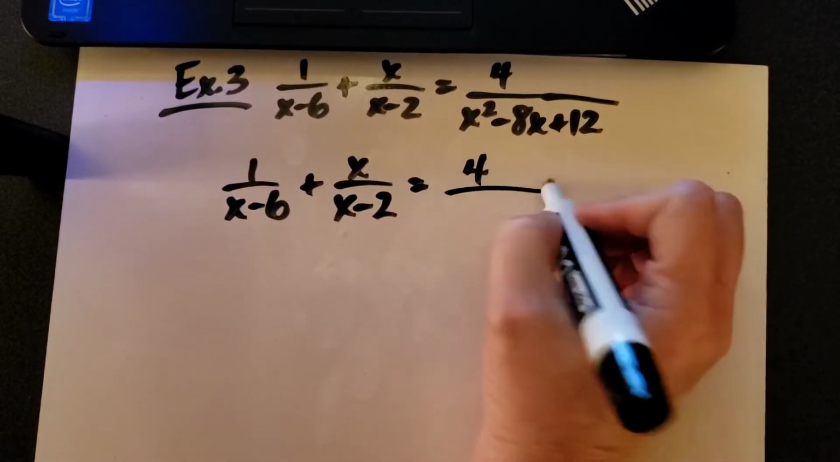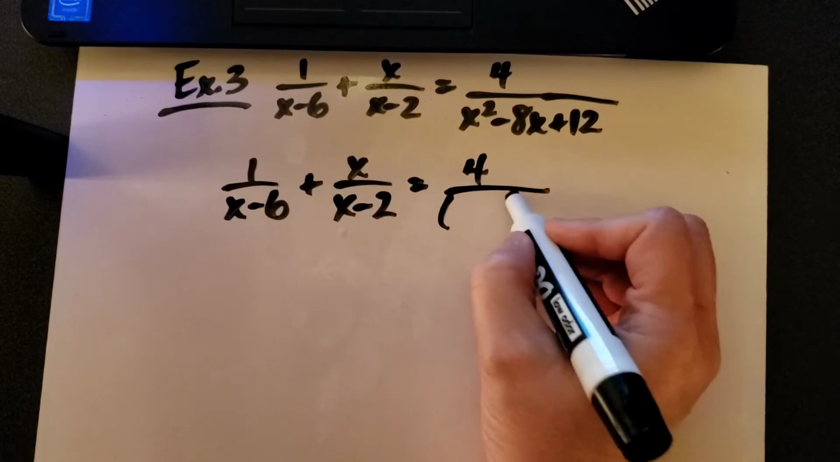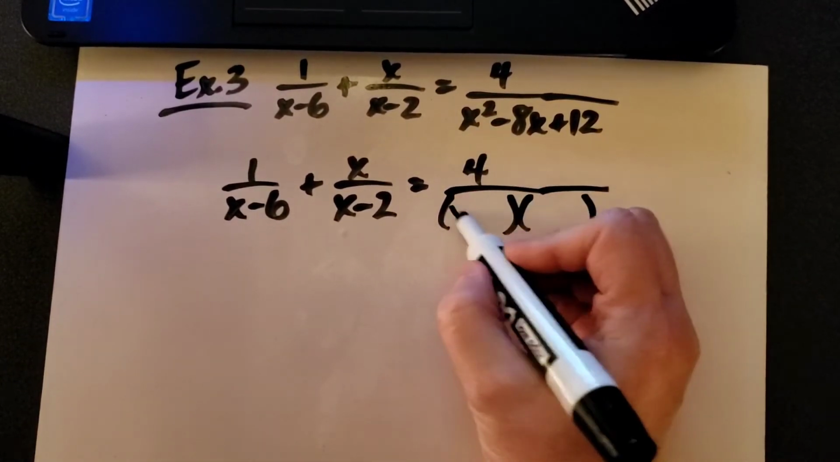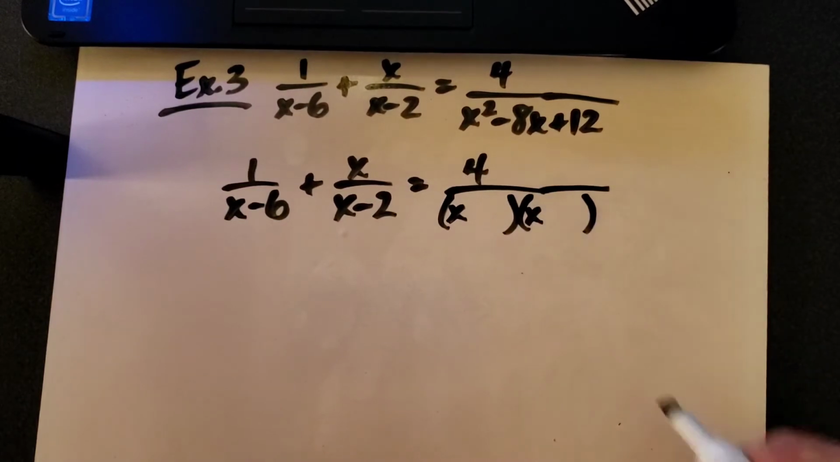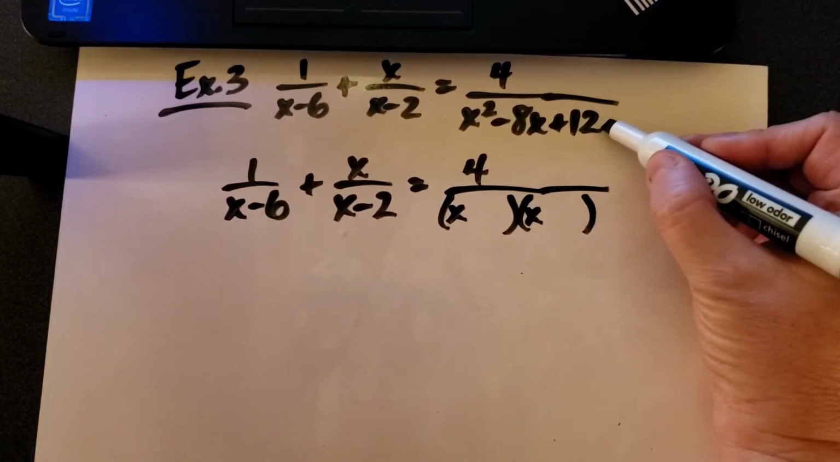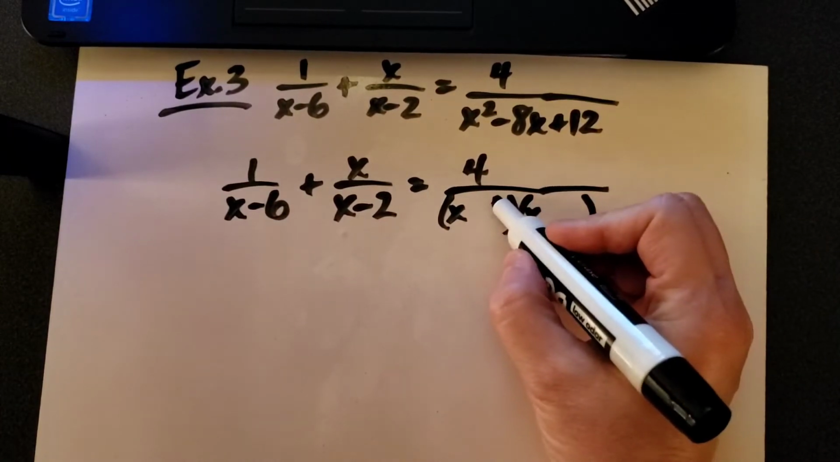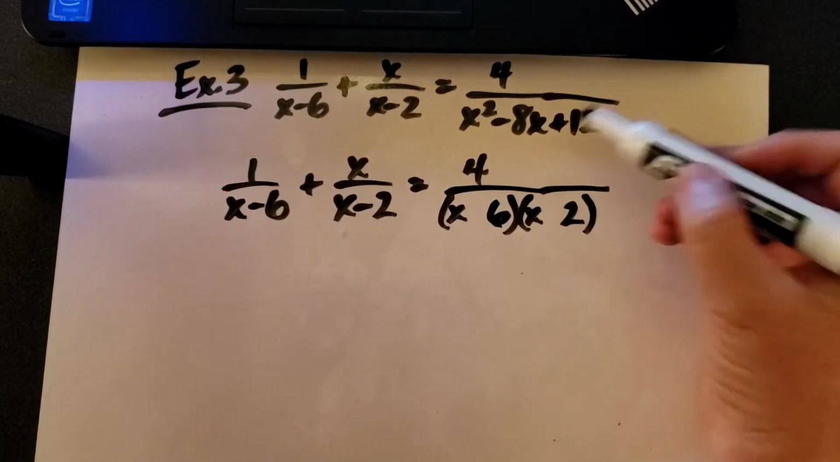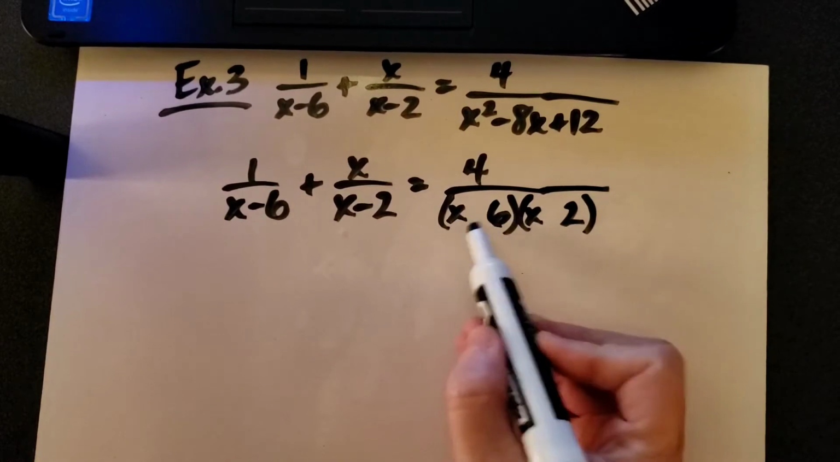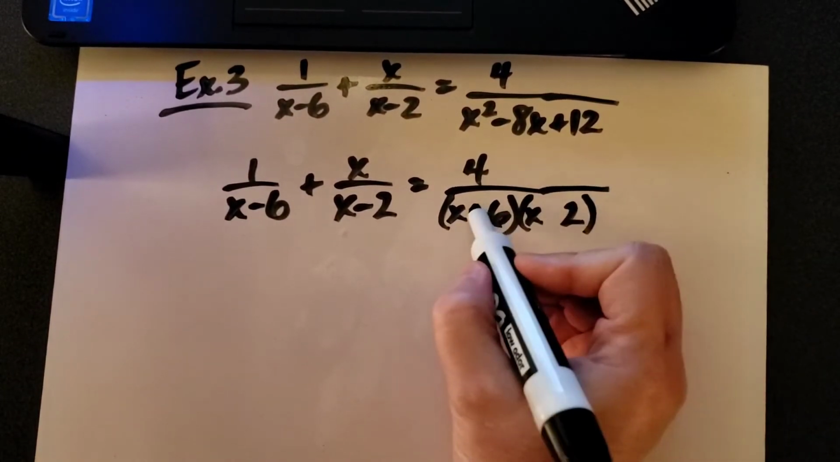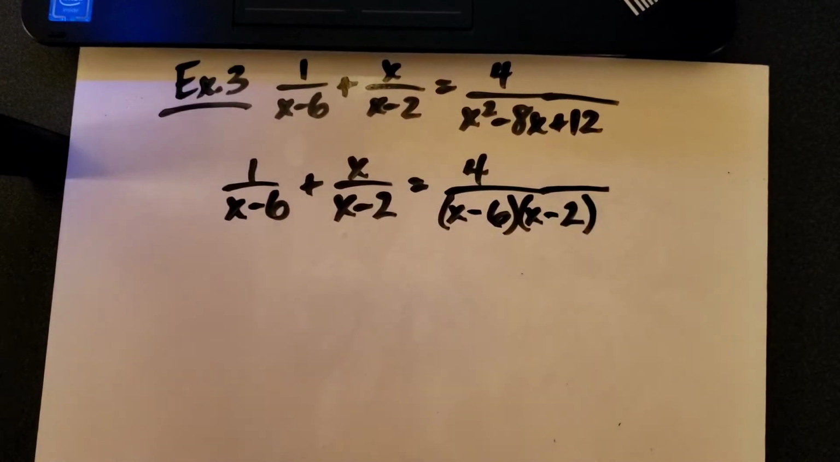And on the right-hand side of the equation, I'm going to factor that quadratic in the numerator. Of course, the x squared factors as x times x. What two numbers multiply together to give you 12 that combine together to give you 8? They are 6 and 2. When the last term is positive, that forces these signs to be the same, but because the middle term is negative, that means they both have to be negative.